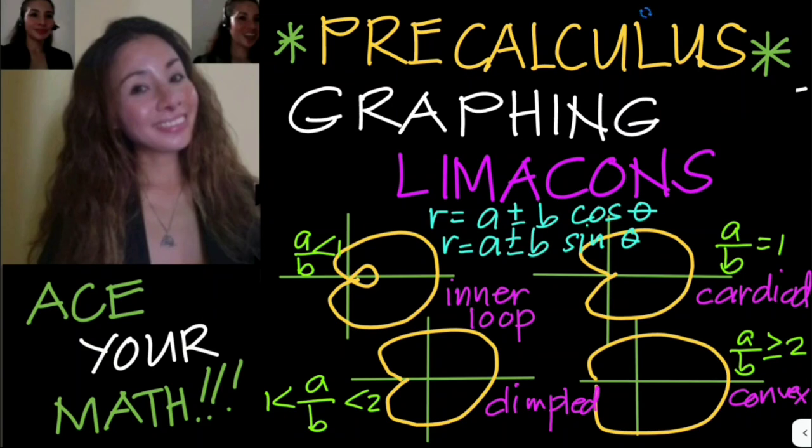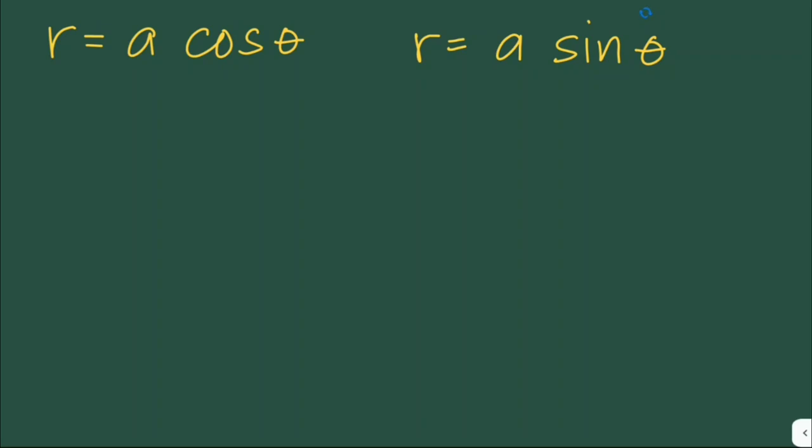But before discussing each of the types of Limacons, let's start with circles. The circle has the equation R equals A cosine theta, or R equals A sine theta. Cosine theta if it lies on the x-axis, and sine theta if it lies on the y-axis. So if the equation is R equals A cosine theta, the circle would be facing either to the left or to the right, depending on the value of A.